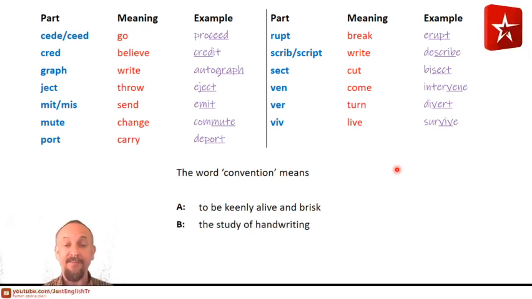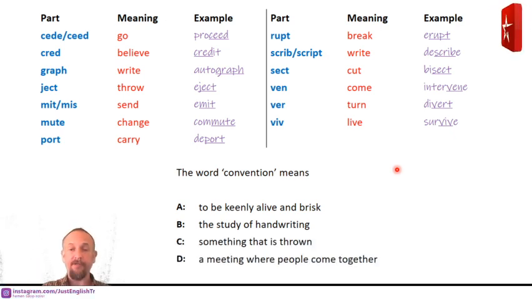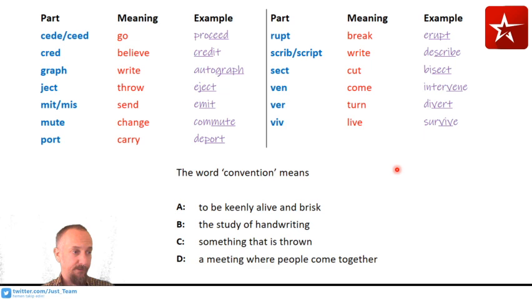Then we have B, the study of handwriting. And then we have C, something that is thrown. And finally, we have D, a meeting where people come together. I'll give you a second to think about that whilst I look at the screen.